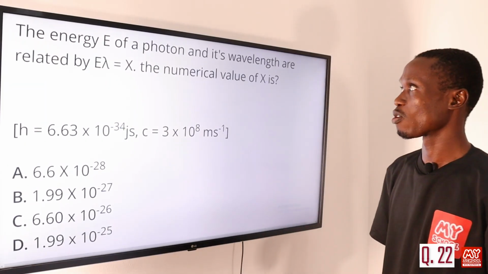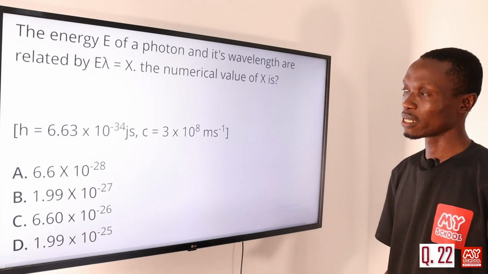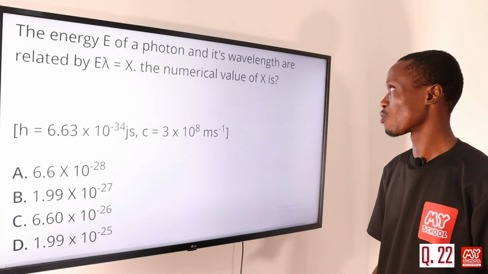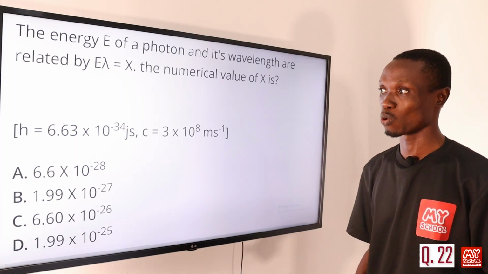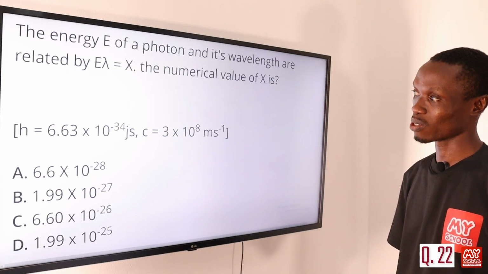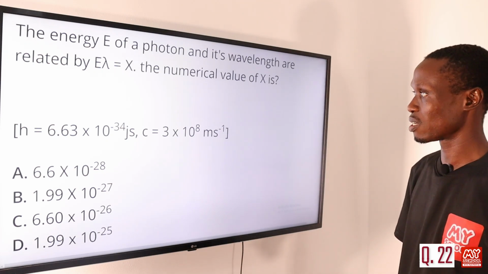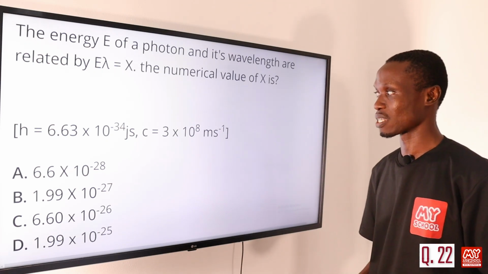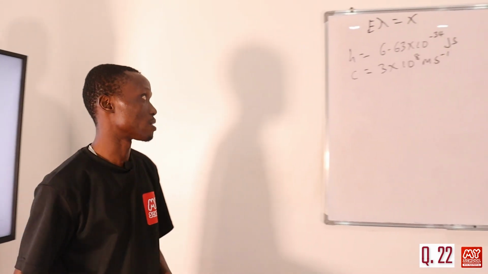Question 22. The energy E of a photon and its wavelength are related by E lambda is equal to X. The numerical value of X is, so we are asked to take H, which is Planck constant, to be equal to 6.63 times 10 raised to power minus 34 joules seconds, and C to be equal to 3 times 10 raised to power 8 meter per second square. So let's move over to the board to provide answer to this question.